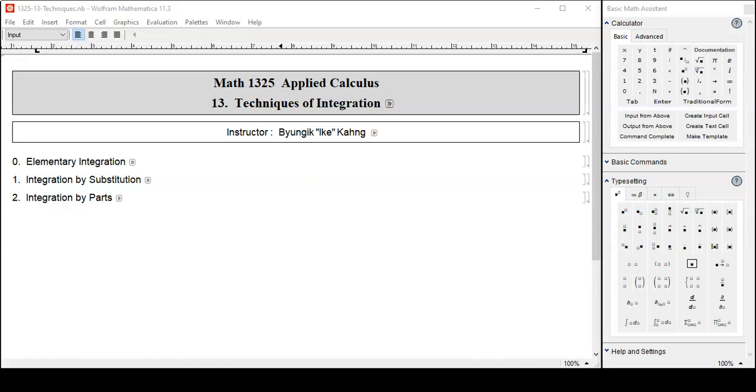Hello, Math 1325 students. Let's begin Lesson 13, Techniques of Integration. Lesson 13 is a continuation from Lesson 11. Most of the time we'll study indefinite integrals, but do not completely disregard Lesson 12 because we'll study some definite integrals too. Let's begin with a review.